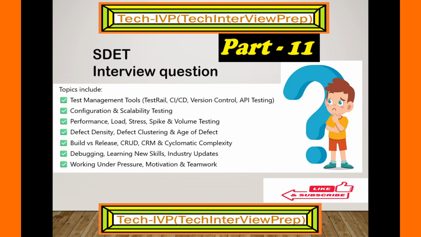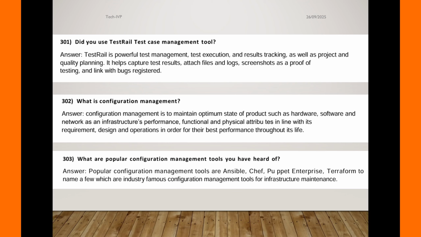So let's start. The first question is, did you use TestRail, a test case management tool? If you have hands-on experience with this tool, then you can say yes, I have. Else you say no. But if you have hands-on experience, then you can say that TestRail is a powerful test management, test execution and result tracking tool, as well as for project and quality planning. It helps capture test results, attach files and logs, screenshots and proof of testing, and link registered bugs. Means it's a powerful tool through which we can manage our project.